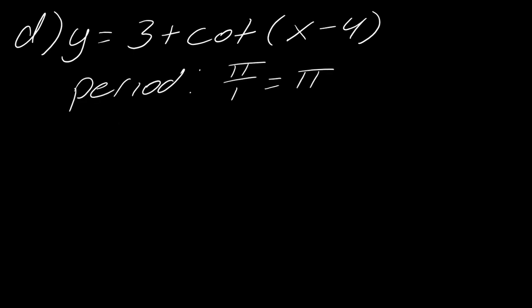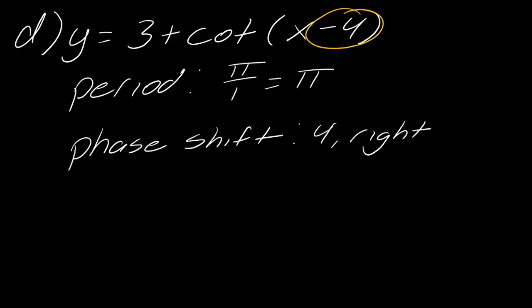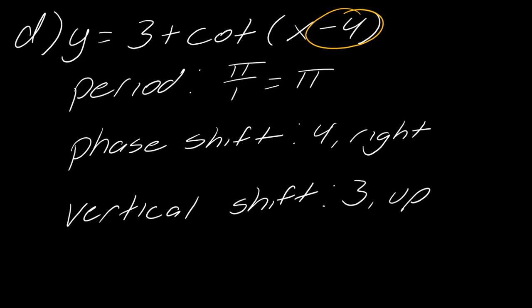Okay, so in this case, my period is going to be pi over 1, which is equal to pi. And then I have no number here, so that really makes this a lot easier. My phase shift is going to be this 4 to the right. And then I do have a vertical shift, that's this number on the outside, so that's going to be 3, moving 3 up.